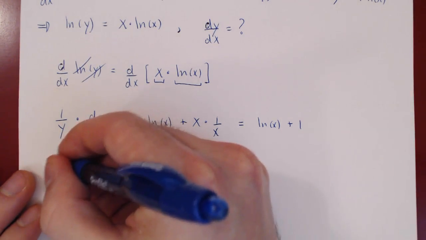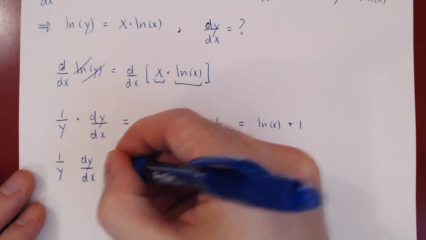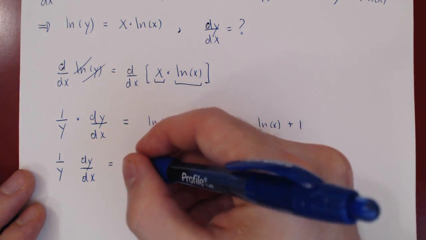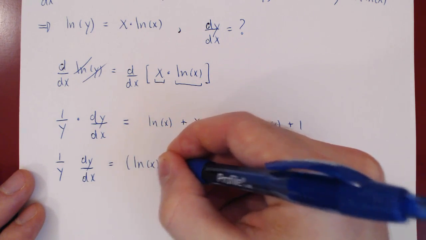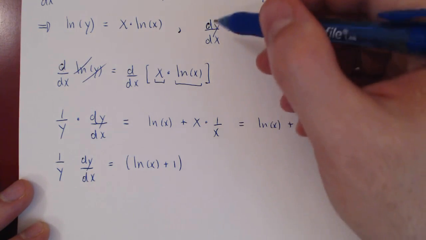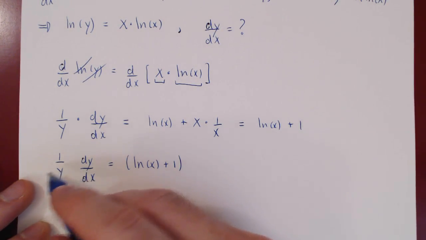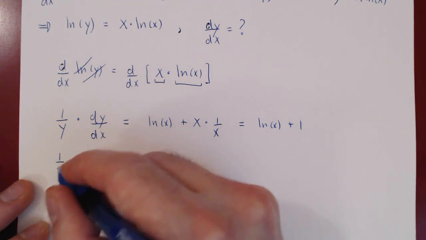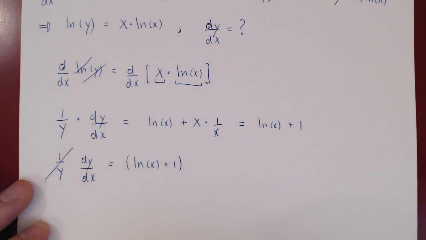So if we rewrite this, 1 over y dy over dx is simply ln of x plus 1. And now we wanted to solve for the derivative of our function dy over dx, and this is done by multiplying across both sides by y. If you multiply the left by y, this will cancel by this. And now we have dy over dx.